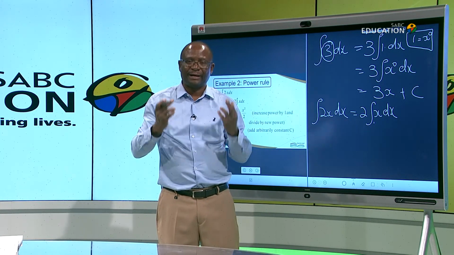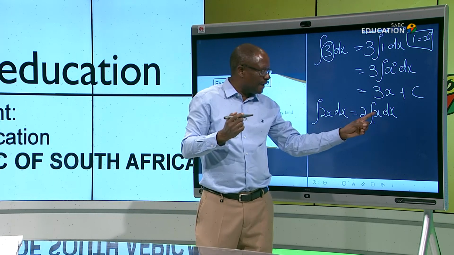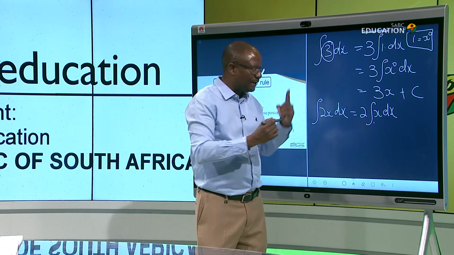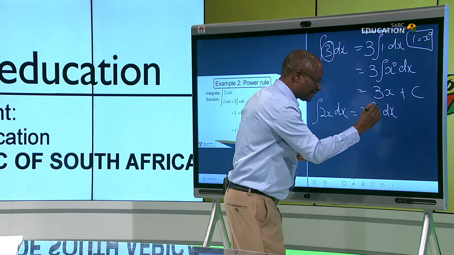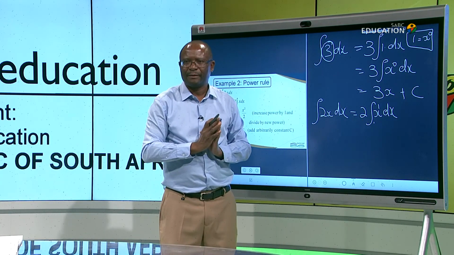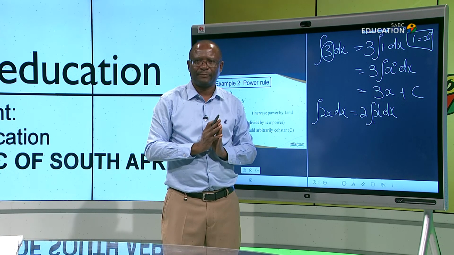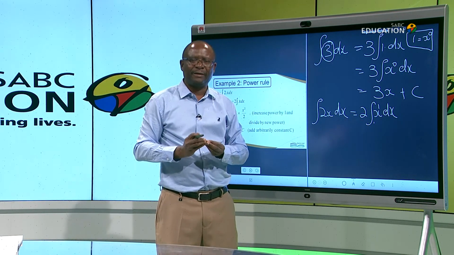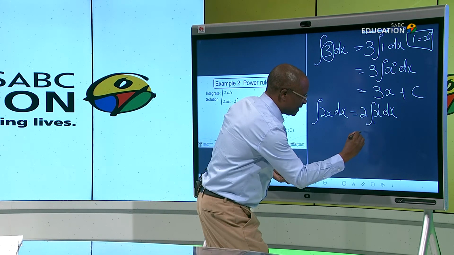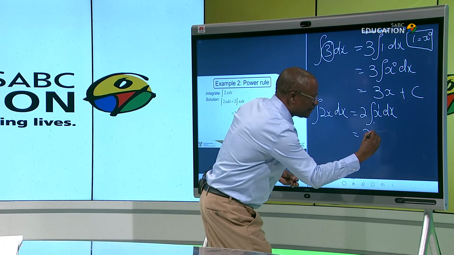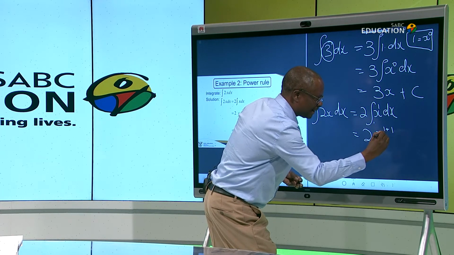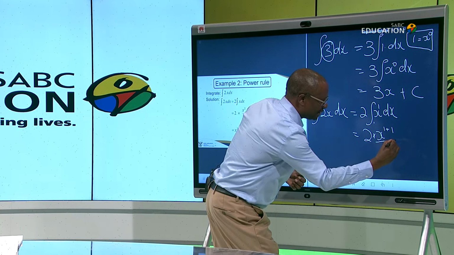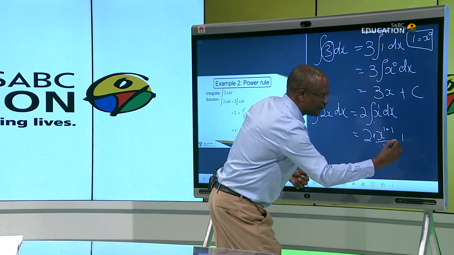But how to do that? Remember always that even if there is no power, if there is nothing, there is a power of 1 there. Then now we have written the power form. Now we can apply the basic power rule. We can say now this will be 2 multiplied by x to the 1 plus 1 divided by 1 plus 1, plus c.